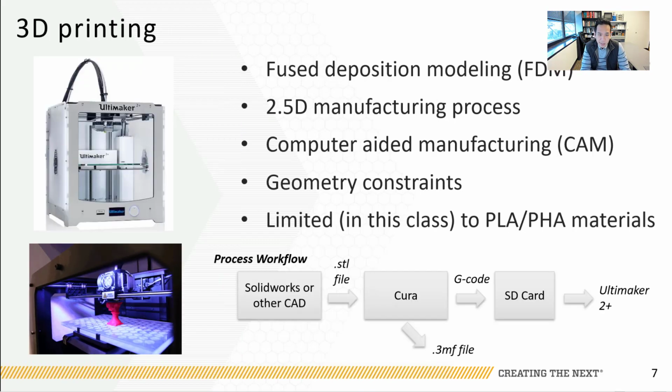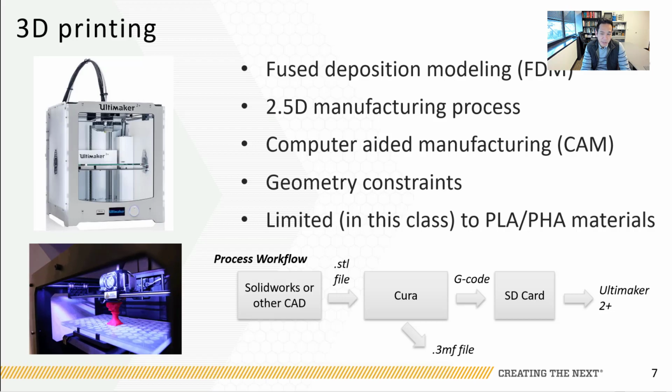Many of you are also familiar with 3D printing. We're going to be using Ultimaker 2 Pluses in this laboratory, which are fused deposition modeling machines where you have a filament of material that you're melting onto a build plate and building up parts layer by layer. It's a 2.5D manufacturing process, meaning that you are primarily using XY for your primary axis, and then it moves up and down to give you that third dimension of control.